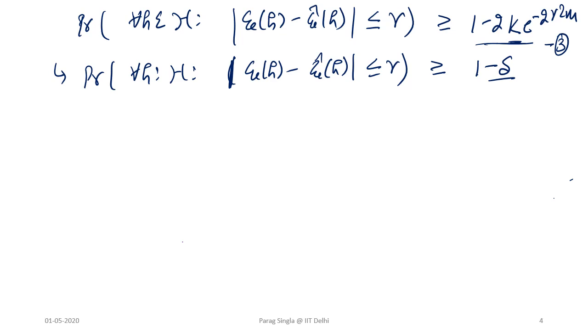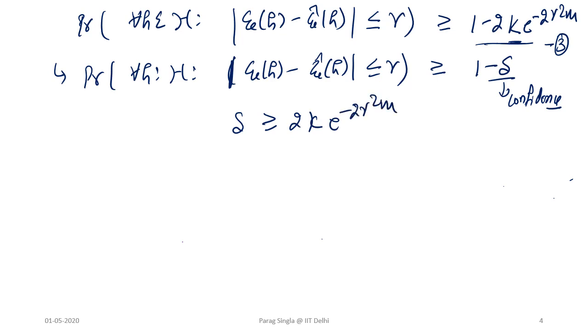So in particular, what I can say is that I can express this in terms of this confidence parameter delta, right? And this will hold as long as my 1 minus delta is less than 1 minus 2k e to the minus 2 gamma square m. In other words, this second equation will hold if my delta is greater than or equal to 2k e to the minus 2 gamma square m.